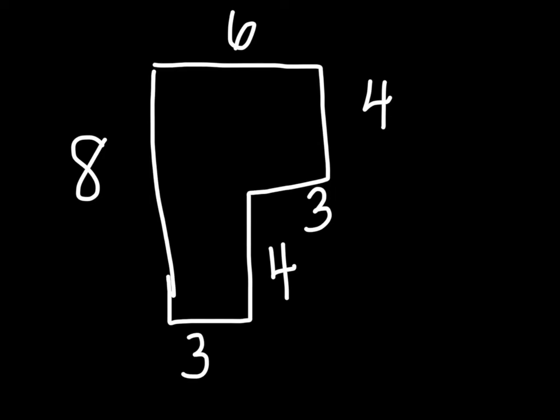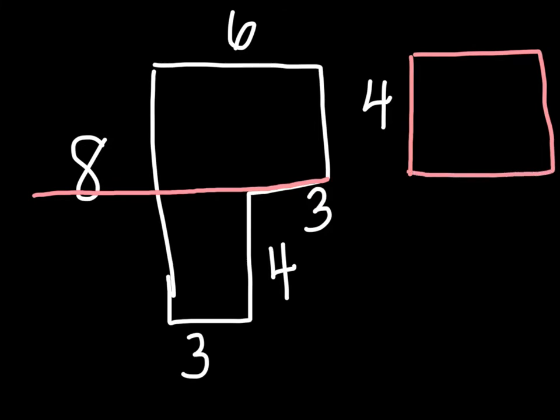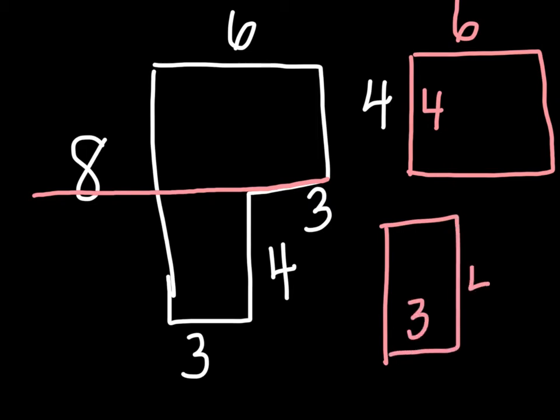What I like to do first is look at that shape and split it apart into 2 pieces. I'm going to take this line right here and extend it all the way across. When I do that, I end up with 2 different shapes. Up at the top, I get a rectangle that is 6 and 4. And down here at the bottom, I have another rectangle that's 3 groups of 4.